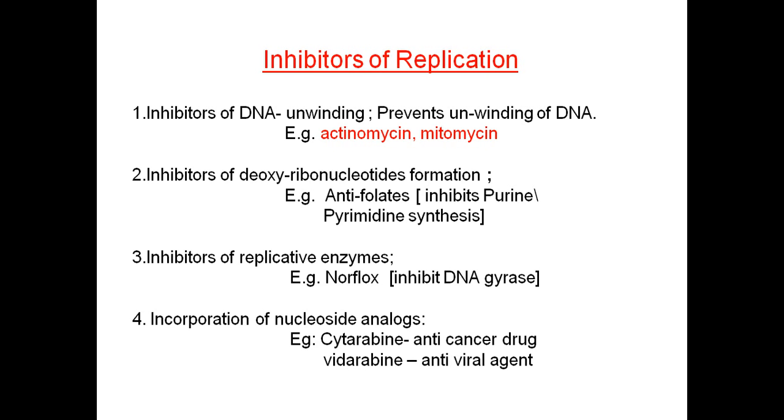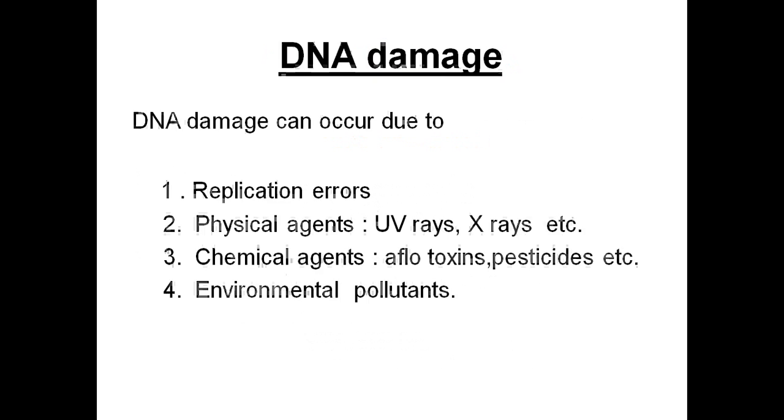Again, incorporation of nucleoside analogs. These are the nucleoside analogs which are used as anti-cancer drugs or antiviral drugs, used for retroviral treatment. Examples are cytarabine and vidarabine. These are all nucleotide analogs, means they resemble dNTPs. These are synthesized products. Cytarabine and vidarabine are used as anti-cancer drugs and antiviral drugs. So these are some examples for inhibitors of DNA replication.